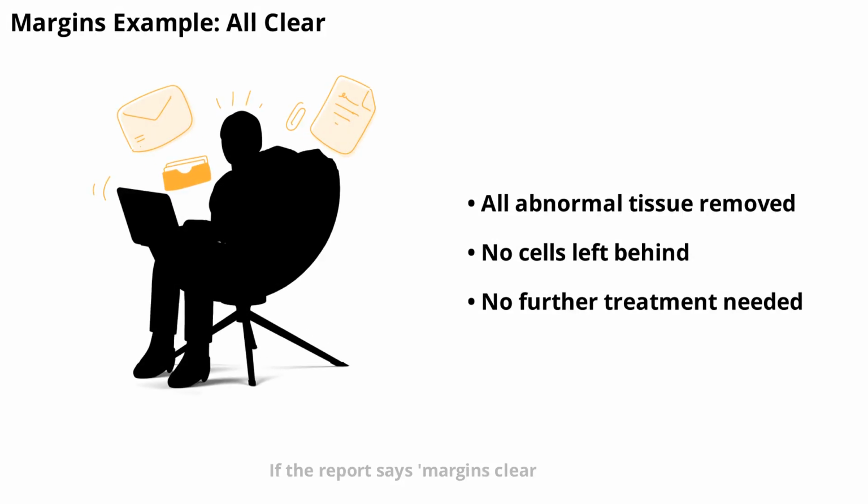If the report says margins clear, it means the entire polyp or abnormal tissue was removed and no abnormal cells were left behind. This is a positive result and usually means no further immediate treatment is needed.